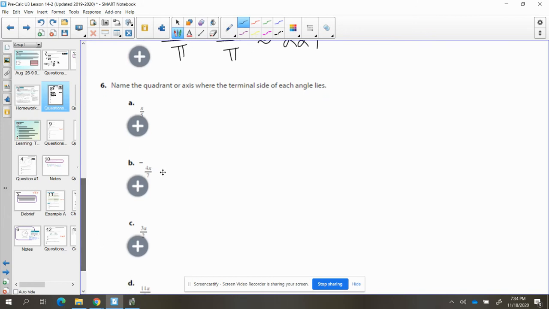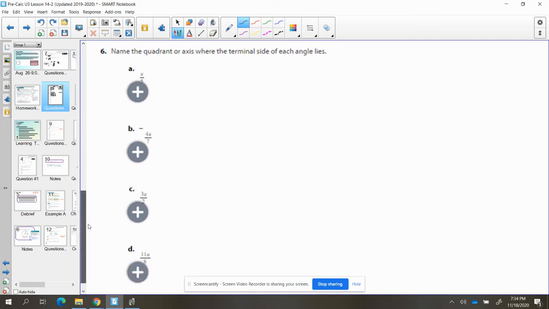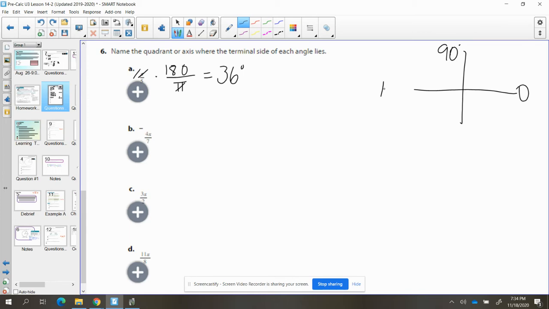Now this next piece is asking you to determine what quadrant or axis each of these lies in. One way to do this, especially when we're talking about radian values, is to convert them back to degrees. So if we have pi over 5, if we convert this to degrees, we end up with 180 divided by 5, which is 36 degrees. And if we think about our picture here, we have these 90-degree quadrants, so 36 degrees would lie in quadrant 1.